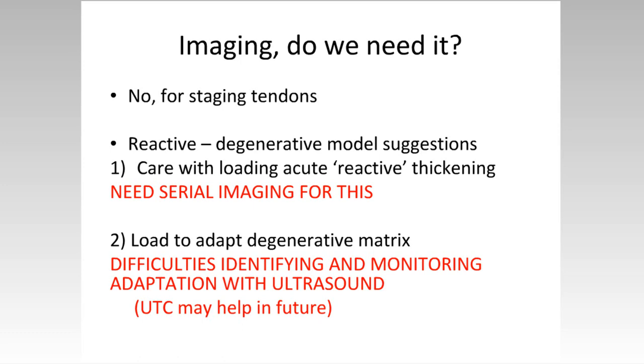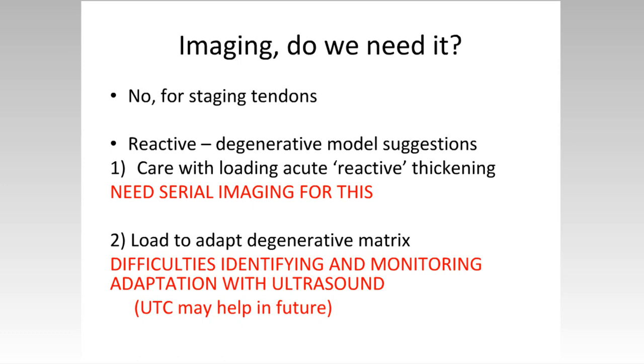Okay. Sorry about that. So, do we need imaging? No for staging tendons is what I'd argue, because if we have a reactive tendon on imaging, which is a diffuse thickened tendon, the degenerate model suggests that we are careful with the loading, because if they've had this acute reactive response in the tendon, we need to be careful with the loading. But the issue with that in the clinical world is that we really need serial imaging to do this. So it makes sense from a screening point of view, but we really don't do that clinically.